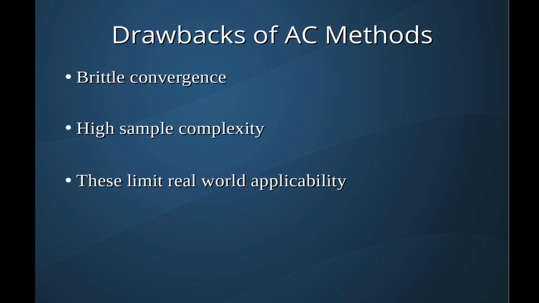Worst of all, these two fundamental drawbacks really limit real-world applicability, and are probably one of the big reasons behind why we haven't seen any widespread adoption of deep reinforcement learning in something like, say, robotics.